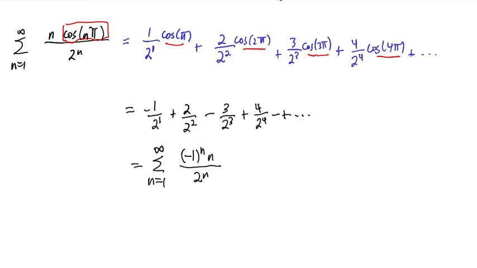But now that we see this is alternating, the sum from 1 to infinity of negative 1 to the n times some sequence, which we'll call b sub n, we can try to apply the alternating series test. To do that we just have to look at this term right here. Our b sub n for this alternating series is n over 2 to the n.